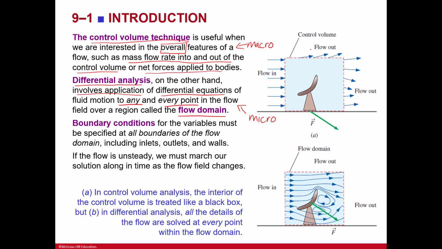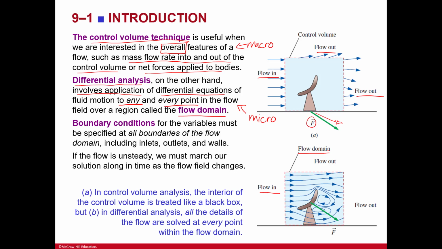So here versus 1, you've got the control volume technique. You're looking at the overall things, mass flow rate in, mass flow rate out here. And that's bounded by that control volume, right? And including the force right here. But when you're looking at the differential analysis, you're looking at everything in between it. You're looking at not only the flow in, but any and every point of the flow fluid over the region. And so this here, instead of it being the control volume, is now the flow domain.